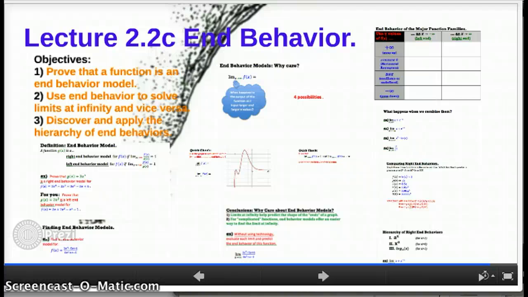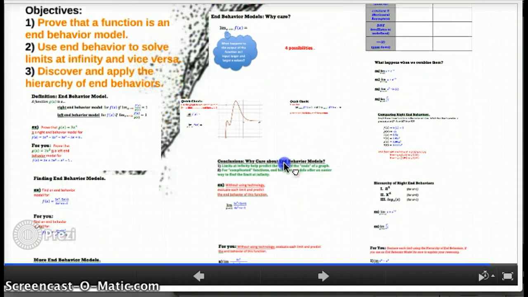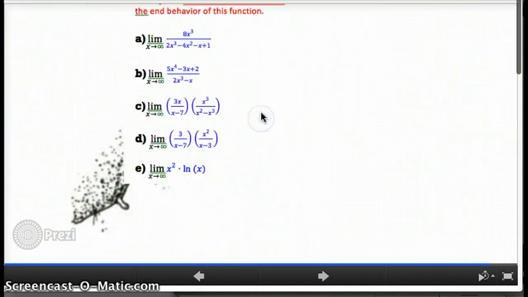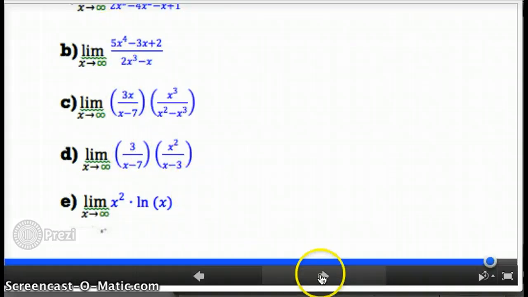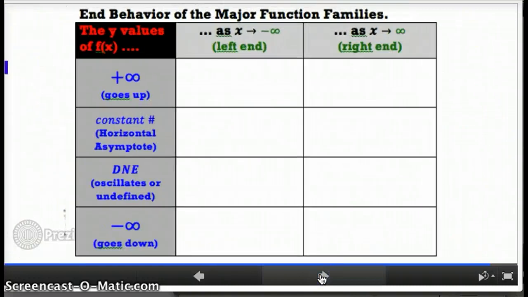2.2c, part 3. We're still talking about end behavior. And last video we talked about using end behavior to solve some limits at infinity. And if you remember, we ran into a problem. In fact, I can show you right here where the problem was. We were looking at this limit, and we realized that the end behavior models we know how to find really only work for polynomial and rational functions. And so we need some new strategy to talk about end behavior of other major function families.